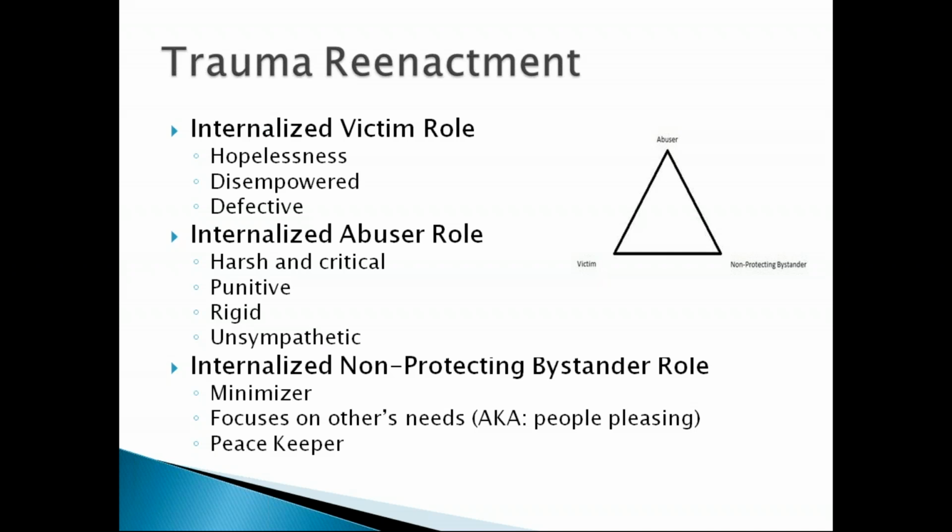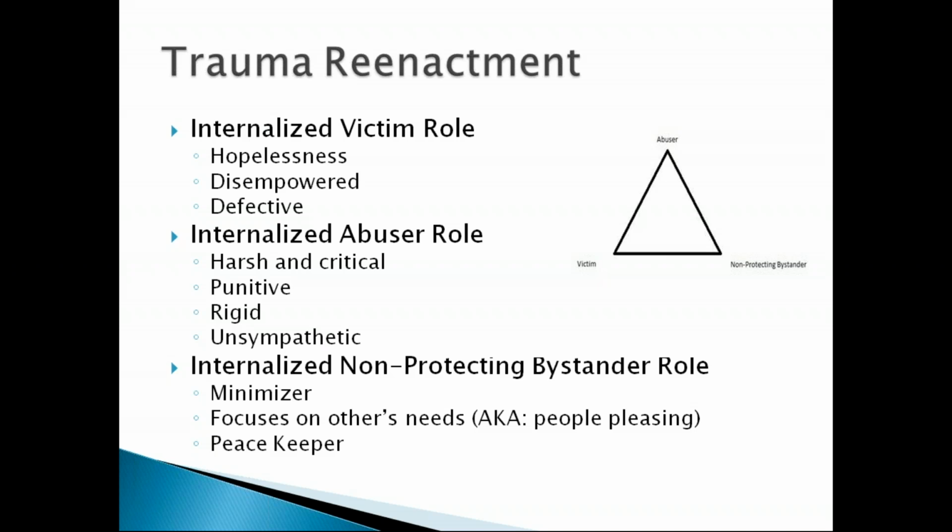When someone is in a place of internalizing the abuser role, that's where they tend to be harsh, critical, even punitive. Perfectionistic thinking falls in line here, and rigid thinking or unsympathetic. This is largely, I find, towards oneself, but can also be projected out onto expectations of others.